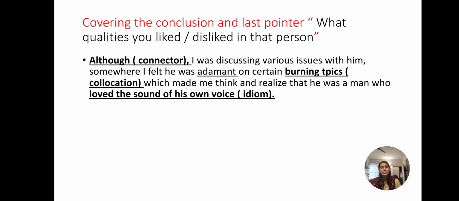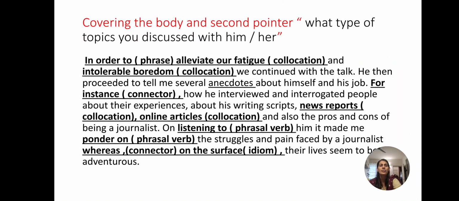That is an idiom. Now, if you want to know the meaning of these idioms, the two idioms that I have used in this video, you can go back to my previous videos. You'll find the meaning of these idioms out there. Now, you can see how the collocations come together, connectors come together, phrasal verbs come together, and idioms come together to make a proper cue card speaking.